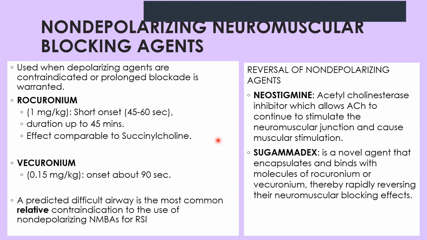The agent of choice are rocuronium, vecuronium. So yang kita selalu ada kat sini roco lah. The dose is 1 milligram per kilo. It has short onset, but it can last up to 45 minutes. Vecuronium kita ada tu. Mestilah ada. Apa pancuronium? Pancuronium tak ada. Onset about 90 seconds.